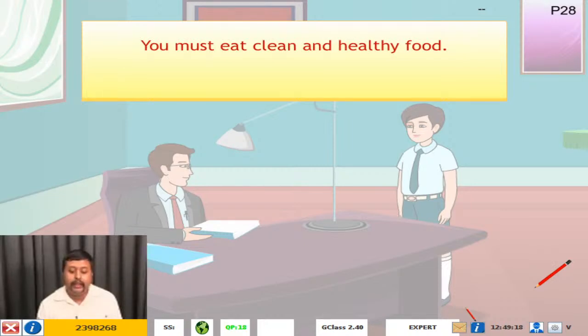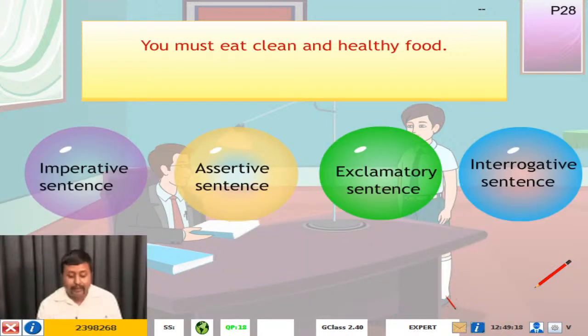You must eat clean and healthy food. What is that? Imperative, assertive, exclamatory, or interrogative?